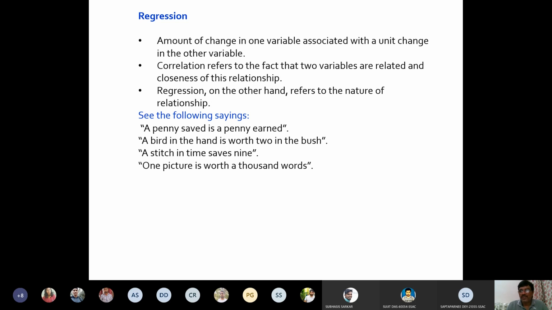Correlation refers to the fact that two variables are related and the closeness of their relationship. However, regression tells us the nature of the relationship.